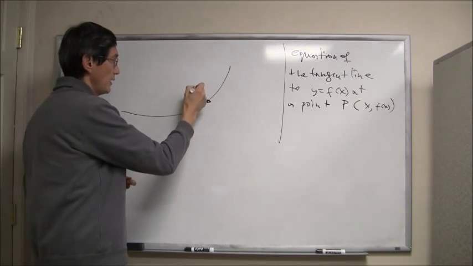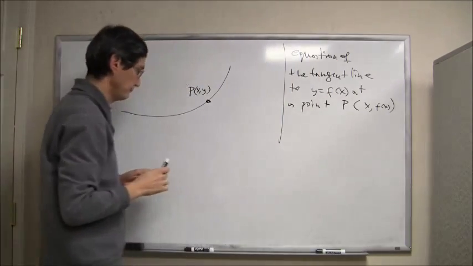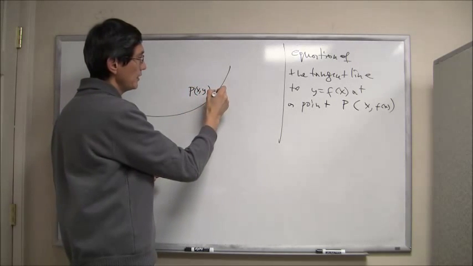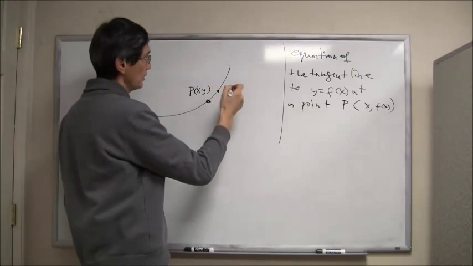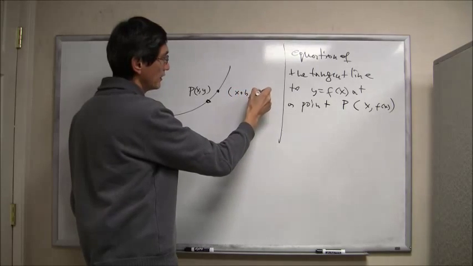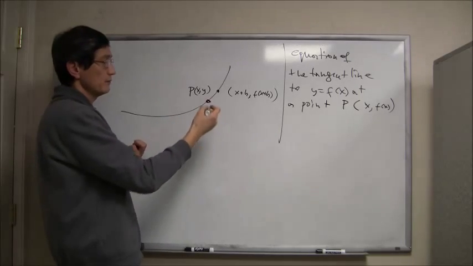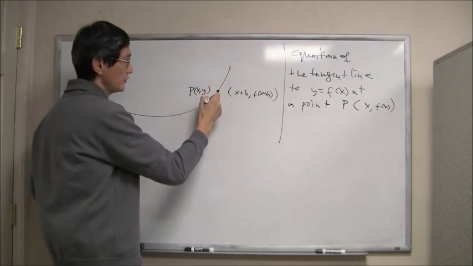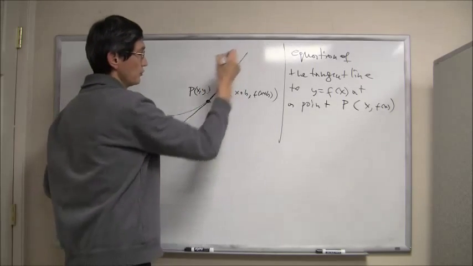So if point P has coordinates x and y, where y is f(x), then what we'll do is we're going to pick a point nearby, and it's going to have coordinates x plus h and f(x plus h). Now we have 2 points, our original point and a point nearby, and through these 2 points we can draw a so-called secant line.